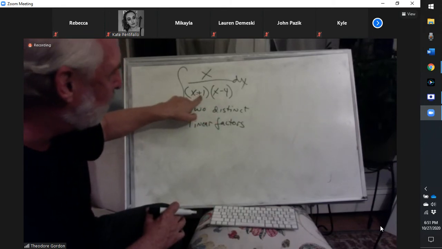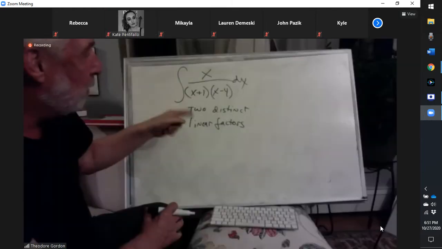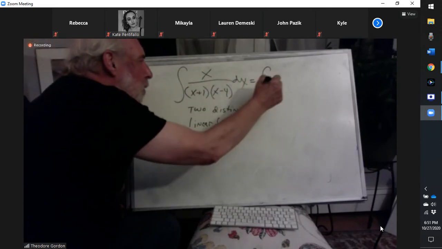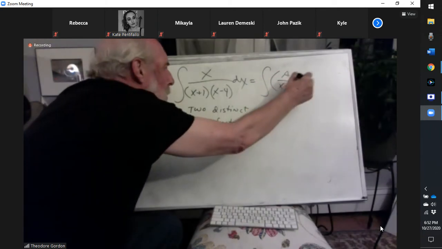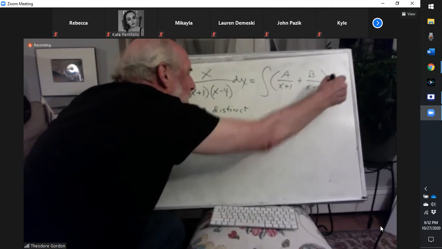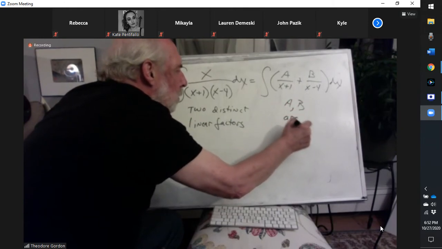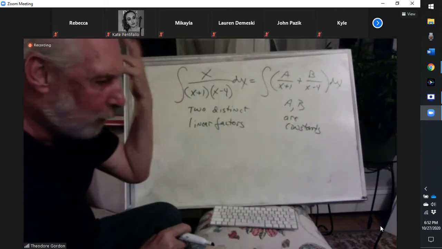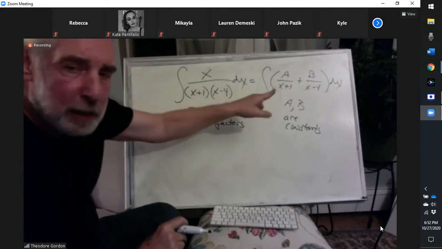This is x plus 1. This is x minus 4. So they're different, and this is going to break down into this. We can break this down into the integral of a over x plus 1 plus b over x minus 4 dx. And a and b are constants. A and b are just numbers, like 5, 3, -2, or 1, or something like that.